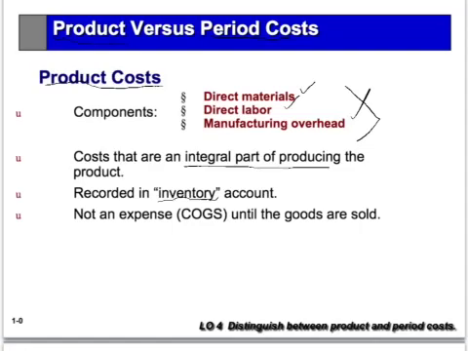So these costs are actually the cost of inventory, and that's why they're called product costs. They do not become an expense in the income statement, called the cost of goods sold, until in fact those goods are sold.